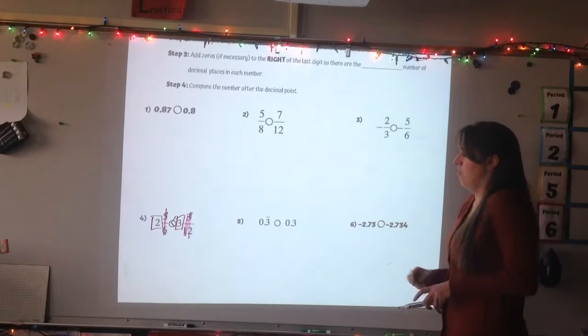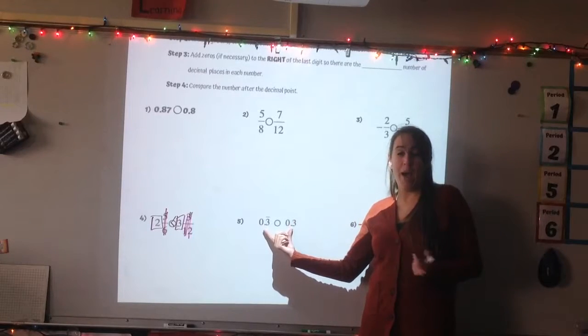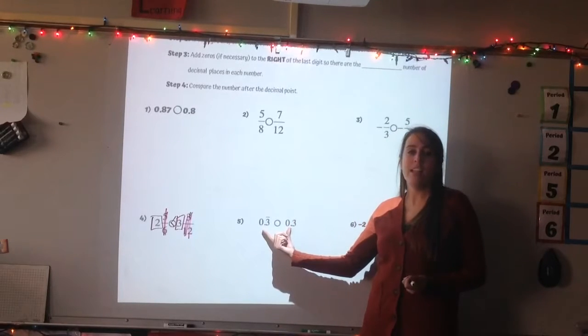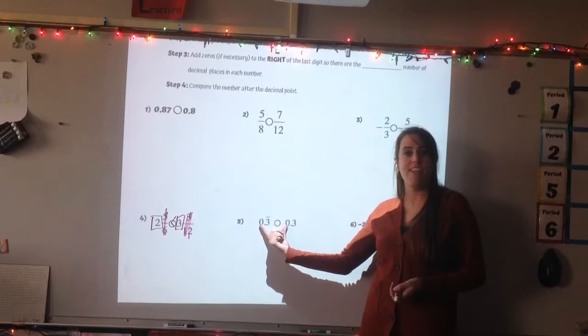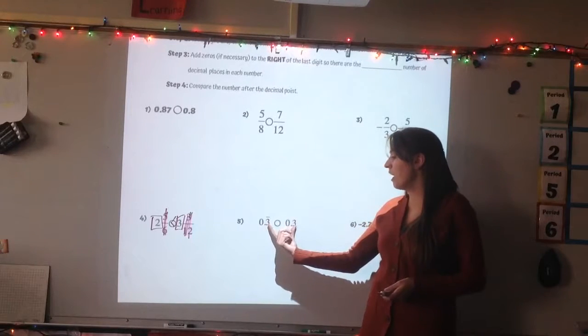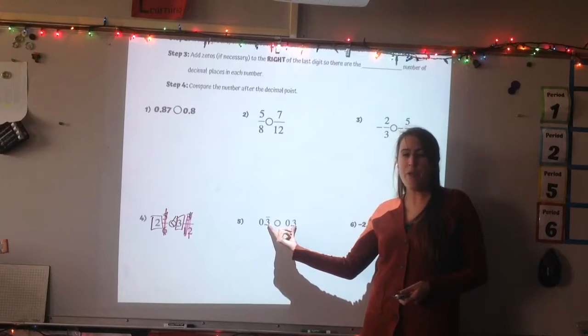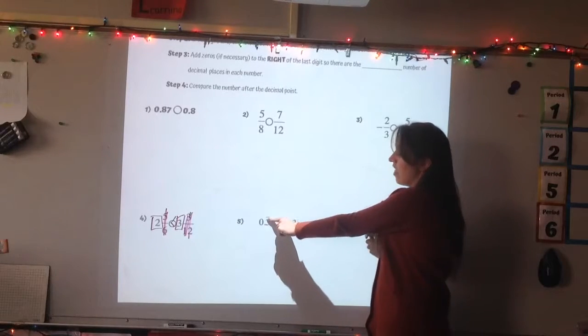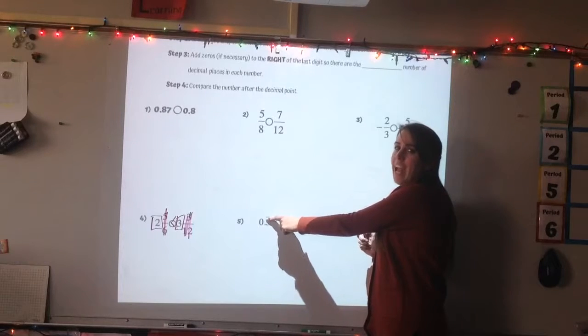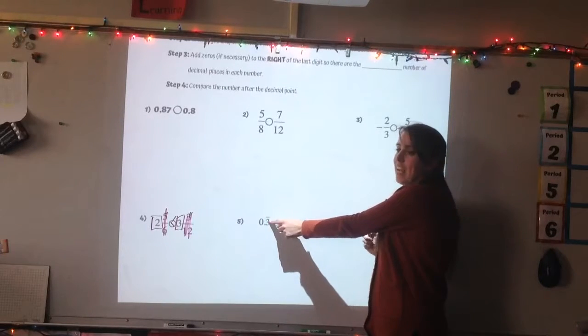Example 5. Again, looking, are they opposite signs? Nope, they're both positive, so I'm looking at the whole number value. Do they have different whole numbers? Nope, they have the same whole numbers, so now I'm looking at the decimal values. Right now when I look at it, it looks like they're exactly the same. But I notice that this has the bar above it, which again says that it's a repeating decimal.